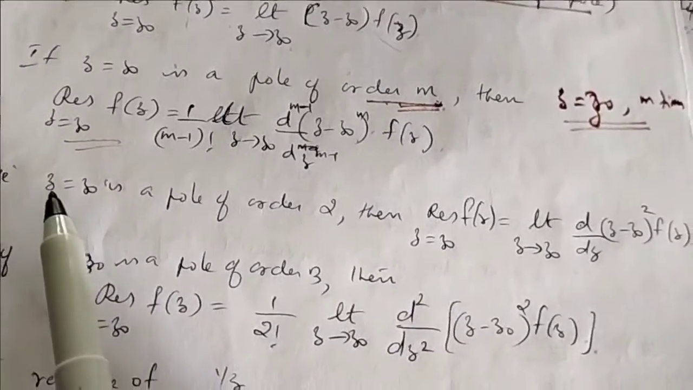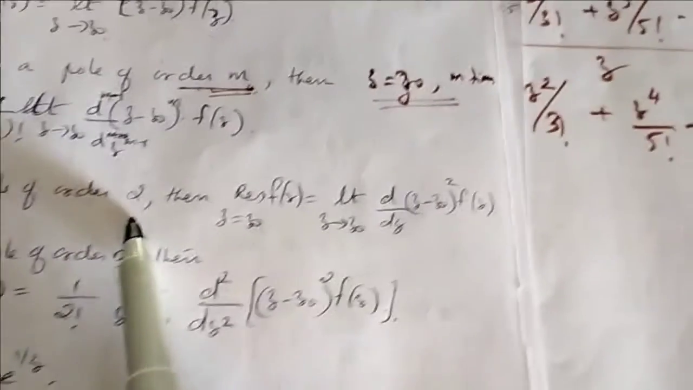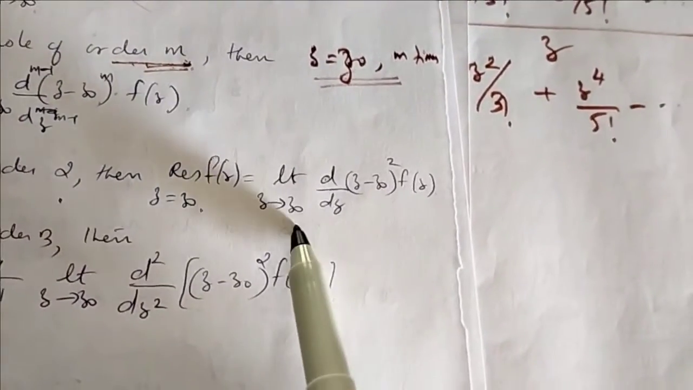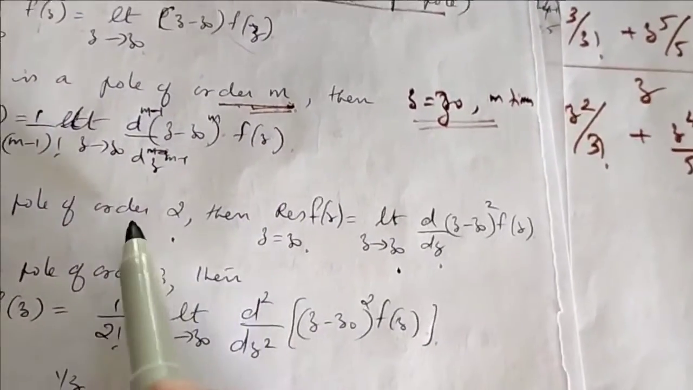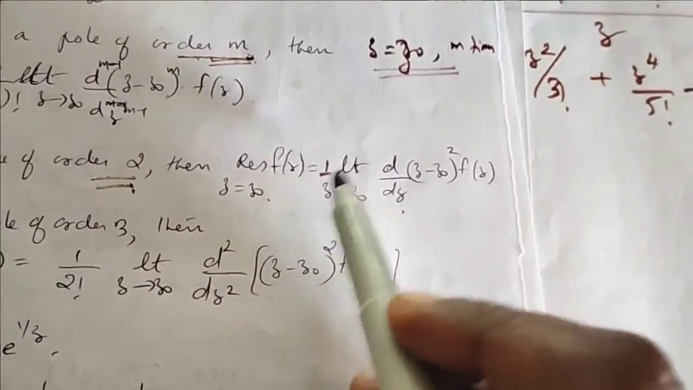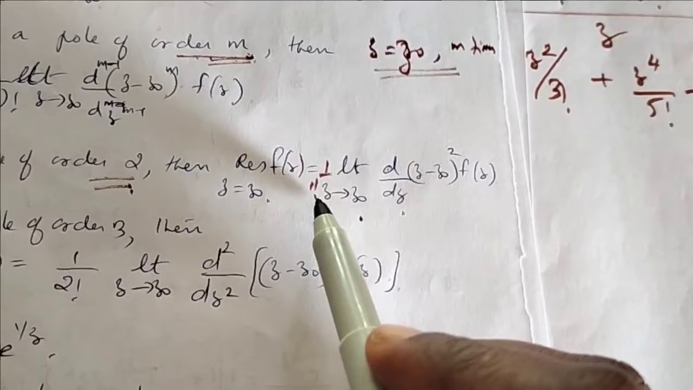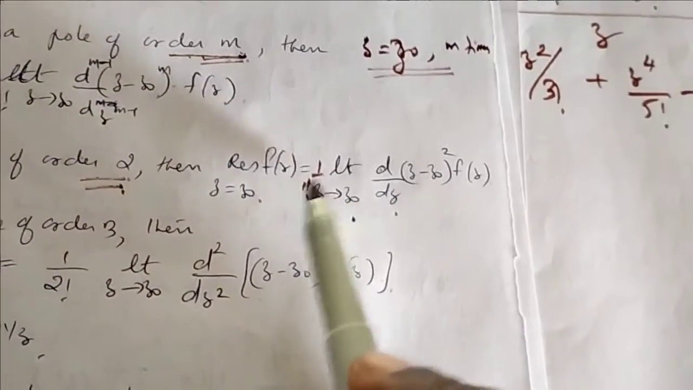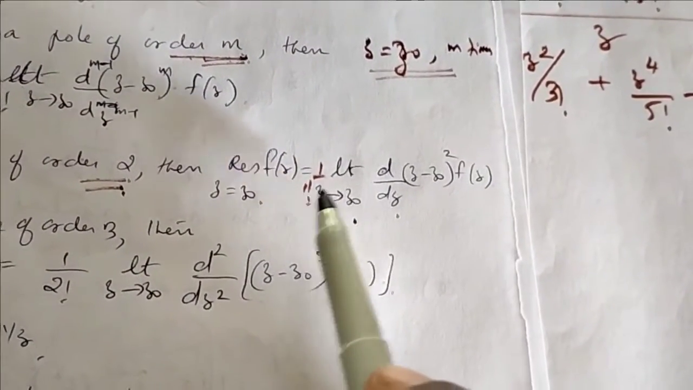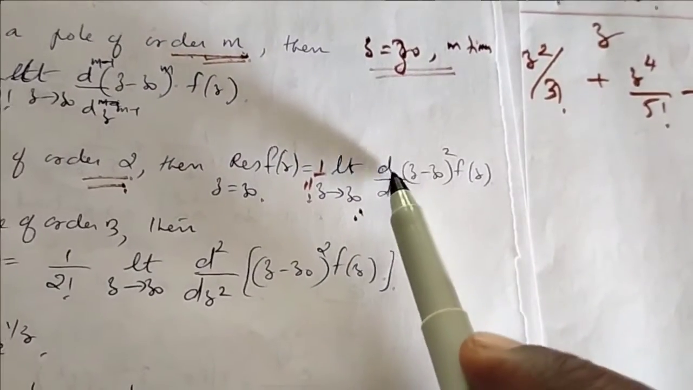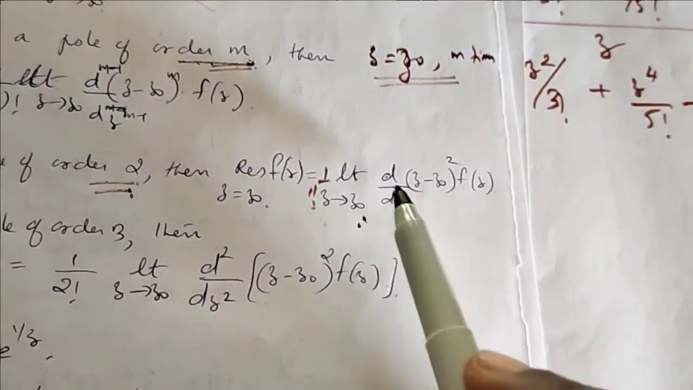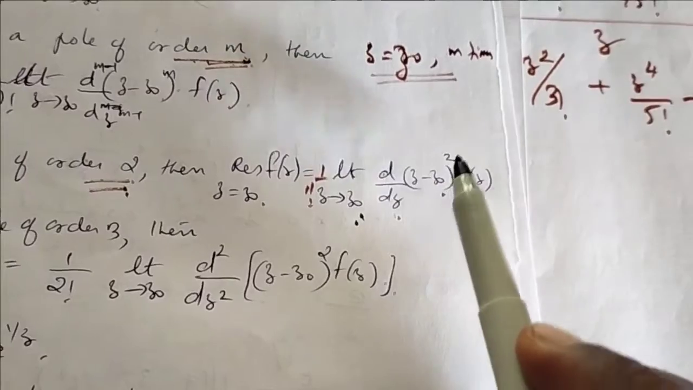A particular case: if z equal to z naught is a pole of order 2, then the residue is the limit as z tends to z naught of d by dz. Here it is repeating 2 times, so 1 by 1 factorial, because 2 minus 1 is 1, and 1 factorial is 1. So we need only write limit z tends to z naught, then the derivative 1 time, d by dz of (z minus z naught) the whole square into f of z.